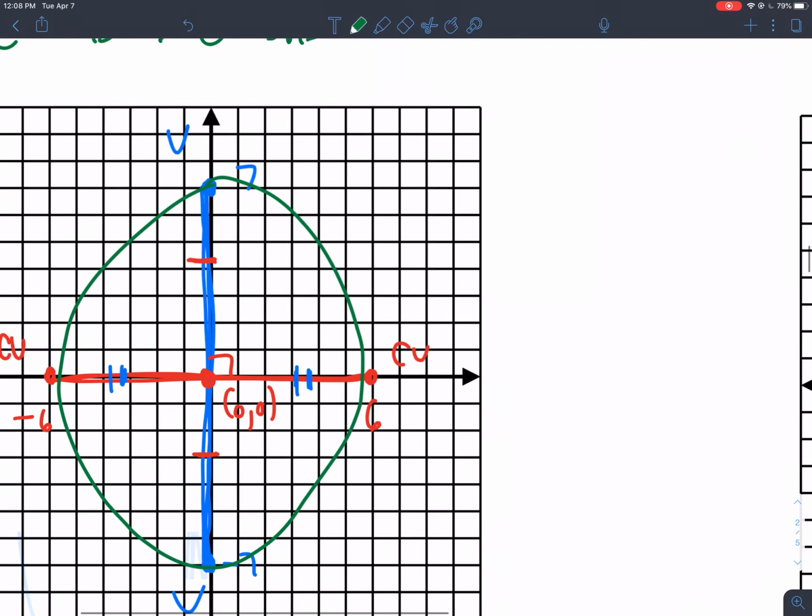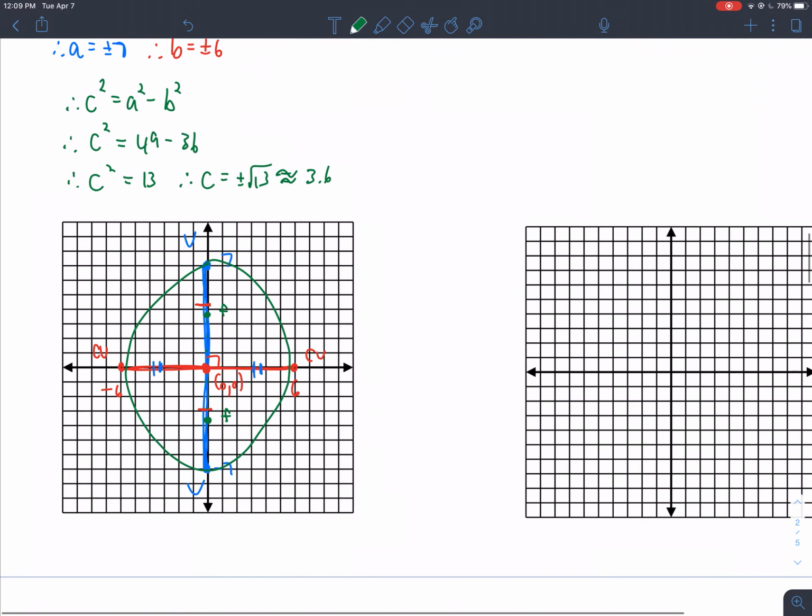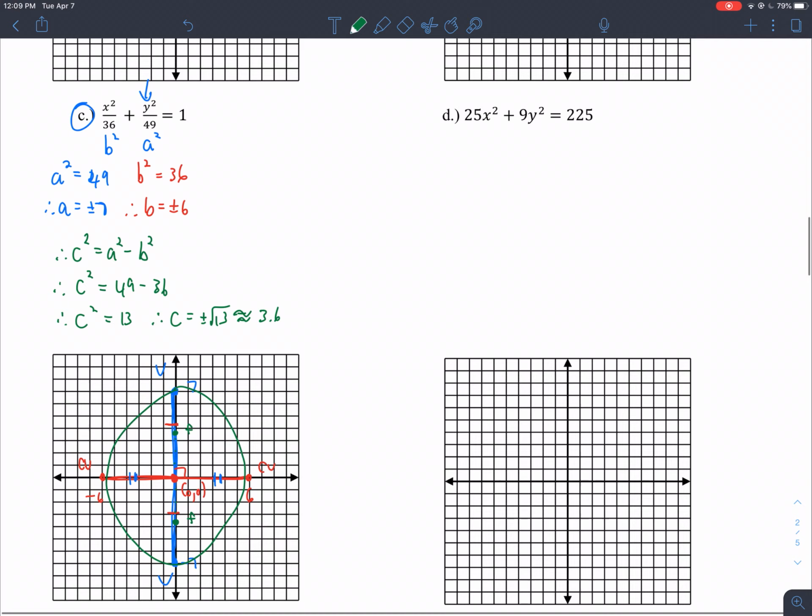I'm going to zoom in to draw that. 3.6 would be 1, 2, 3.6, like maybe over here, there's a focus, and then down 1, 2, 3.6. So maybe over here there's another focus. Okay, and so again, you did your vertex, co-vertex, foci, and you can draw everything, and you're done. Okay, difference between this one and the previous one, I did not have to change the formula, it was already in standard form. Like D, I'm going to have to change, it's not in standard form. Okay, alright, so that's how you graph an ellipse if you're given the equation.